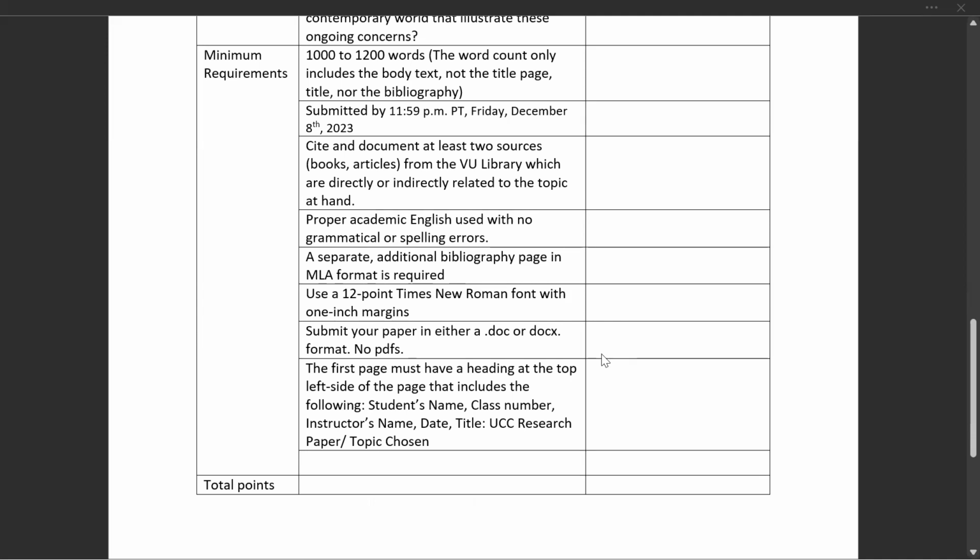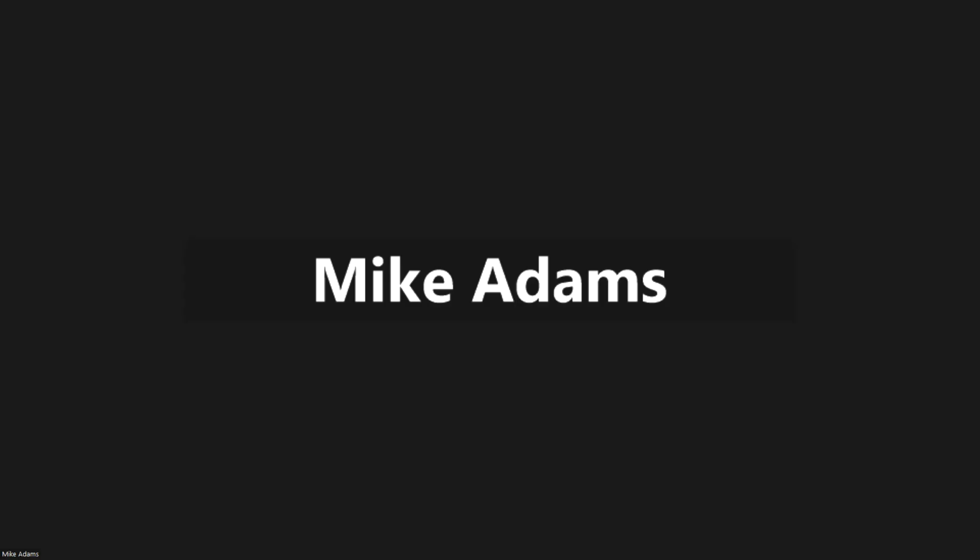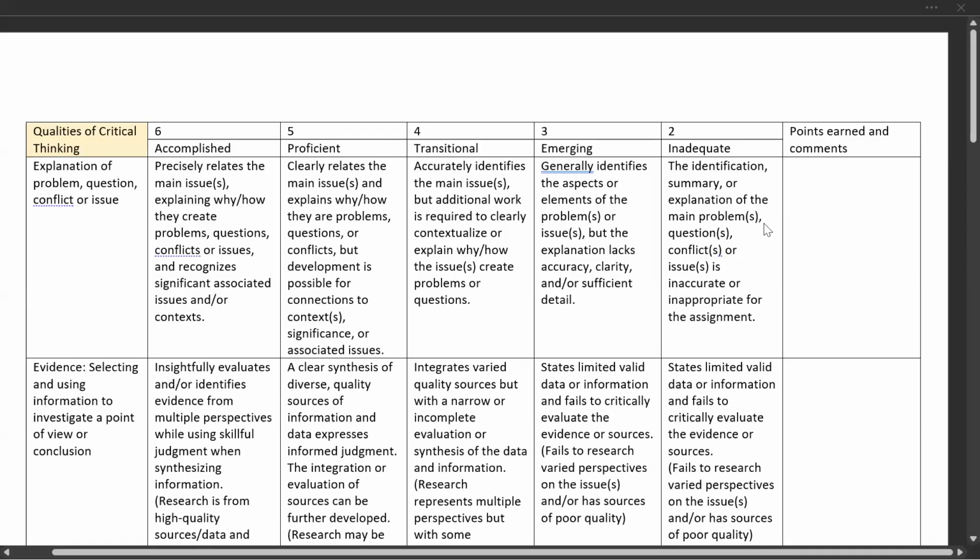All right. And then the other thing I wanted to share with you, or at least, sorry. Yeah. I have a grading rubric from Vincennes, and this gives you an idea of expectation. So Vincennes has developed this rubric on a kind of sliding scale, a progression.